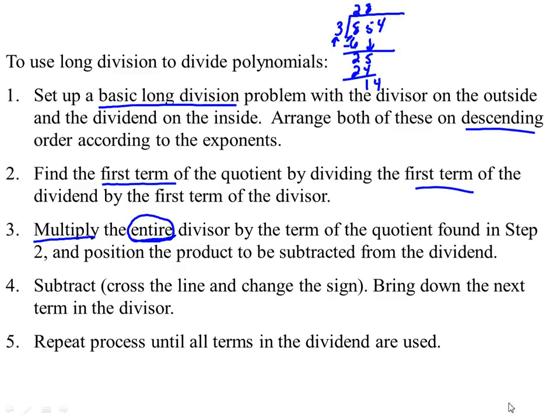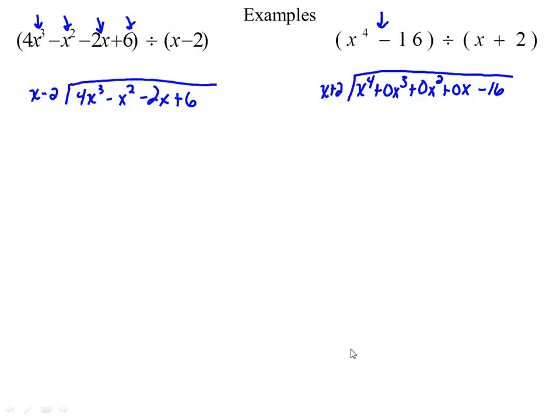Step number 2, watch. You're going to find the first term of the quotient by dividing the first term of the dividend by the first term of the divisor. What does that mean? First term by first term. Look, watch. You're going to take this first term, x, and you're going to divide it into 4x to the 3rd. So if I divide 4x to the 3rd by x, what do I get?